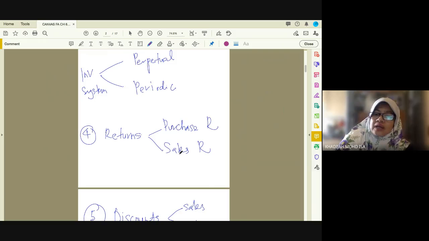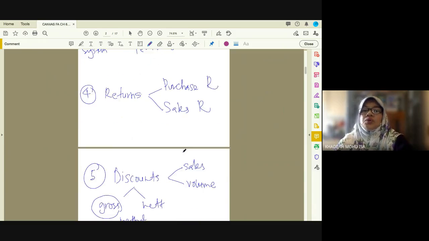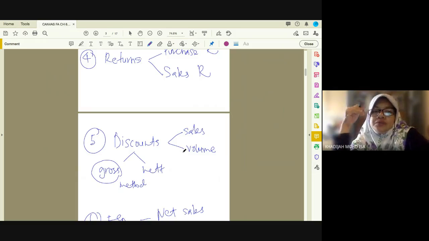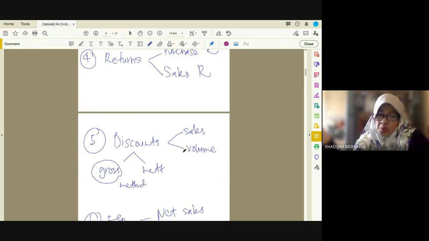Similarly, when you sell goods to your customer and the customer is not satisfied, or there could be some damage to the inventory you sold, the customer may want to return their goods. In that case, it will involve sales returns. And then you also have in this chapter a topic on discounts. It's common in business that whenever you sell, you give discounts to your customer in order to encourage them to buy more, or sometimes to encourage them to pay you as soon as possible. So when you talk about discounts, you are going to look into the accounting treatment, and how you are going to record the transaction.